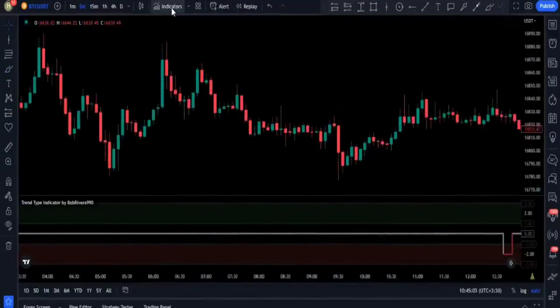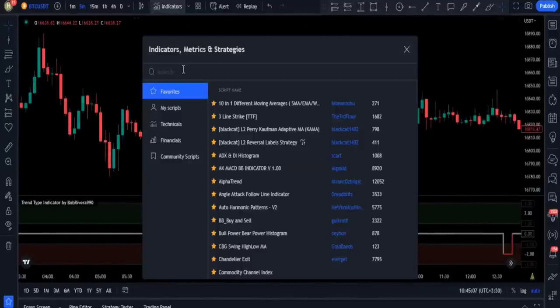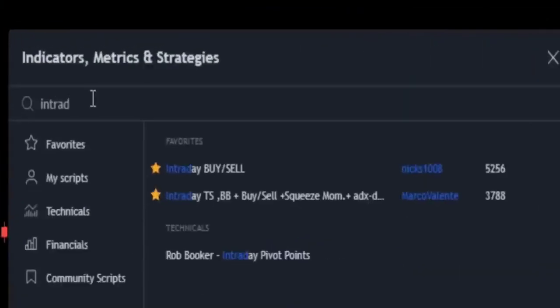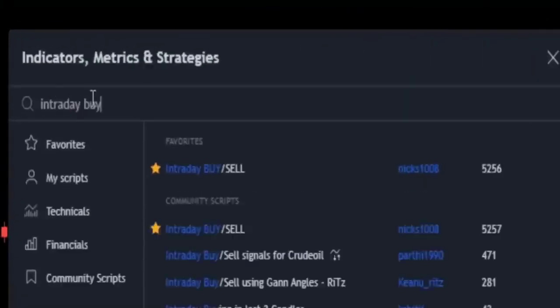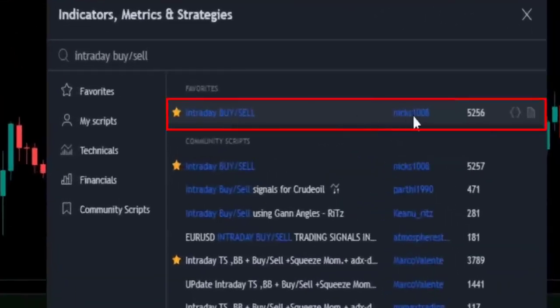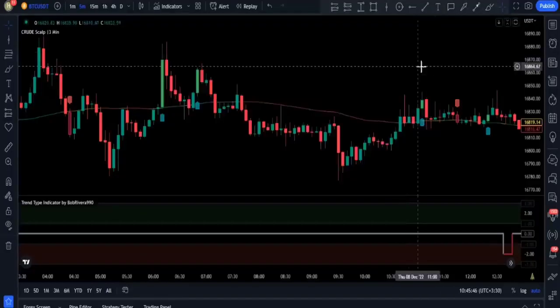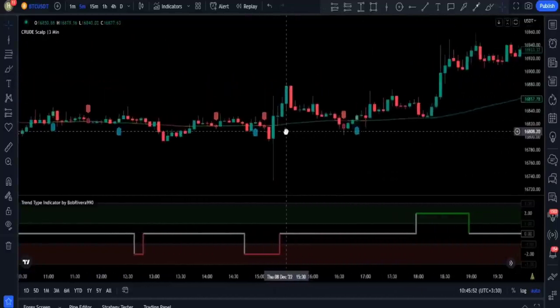Now, let's get back to the Indicators tab and apply our second indicator to the chart. In the search bar, we type intraday, buy, sell, and add this indicator to our charts. But if we want to use this indicator, we have to optimize it.